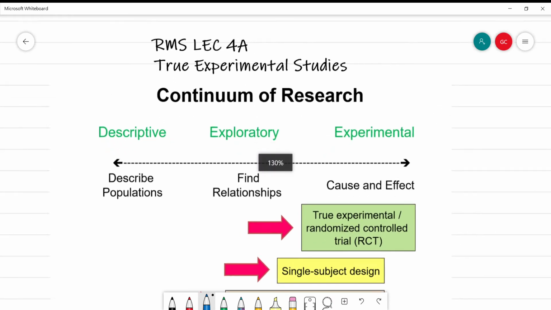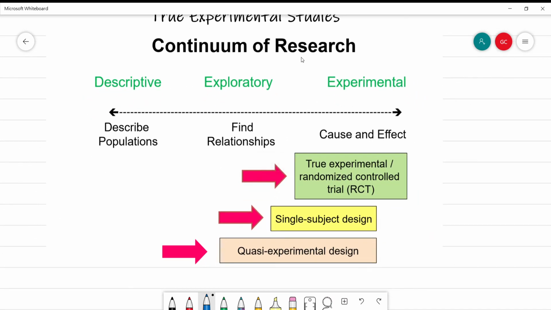So there are quite a number of research types. The first one is descriptive research, which describes the population, for example, describing some relationship. The second one is exploratory, which finds a correlation between different factors. And in today's lecture, we are going to talk about the experimental type of research, which emphasizes finding the cause and effect of different factors, specifically the independent variable and the dependent variable.